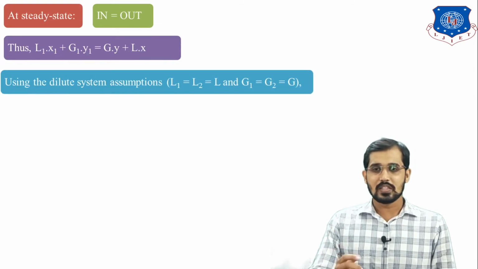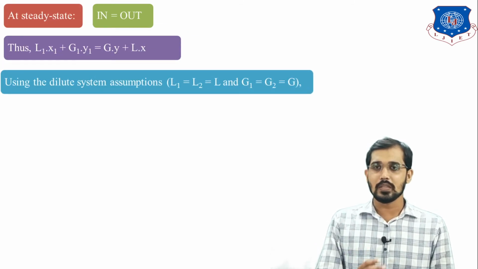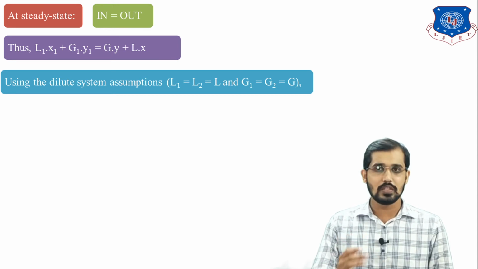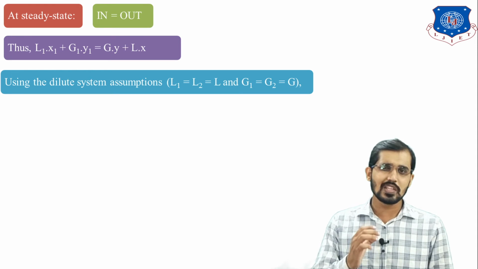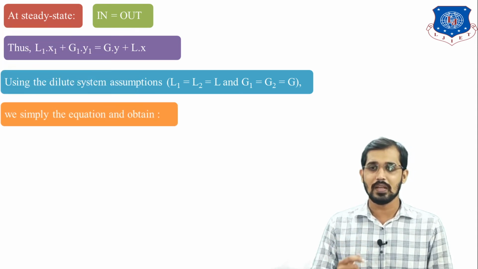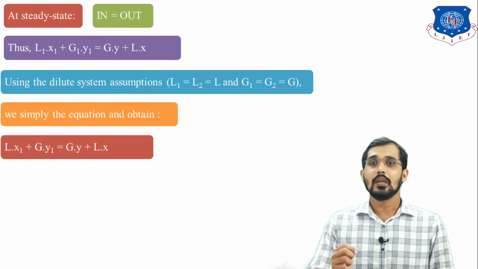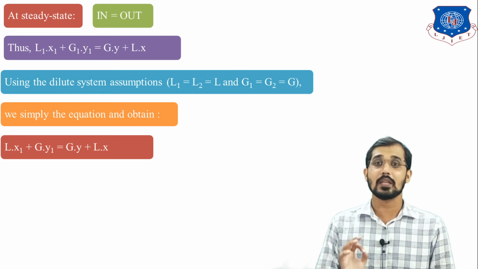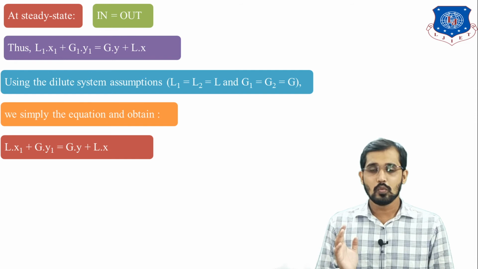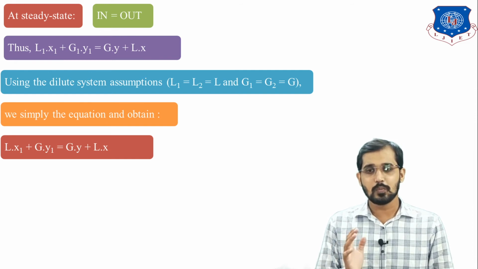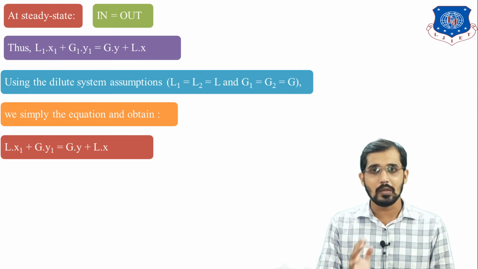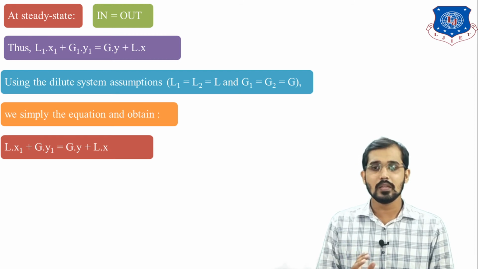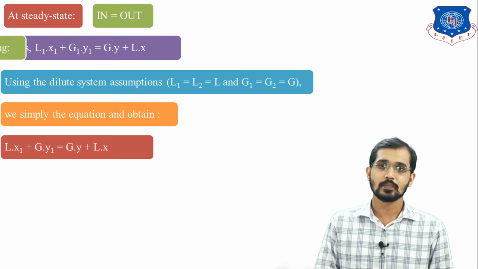So for dilute system, I told you L1 is equal to L2 is equal to L is equal to constant. Similarly, G1 is equal to G2 is equal to G is equal to constant. So just put in the previous equation. You will get here like this: Lx1 plus Gy1 is equal to Gy plus Lx. So what we have done here, I just put L1 is equal to L2 is equal to L.